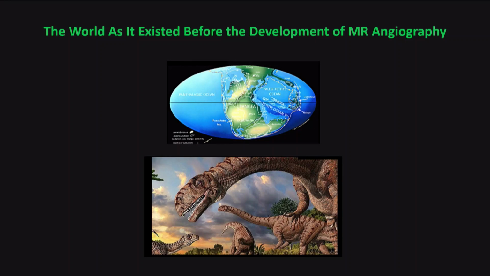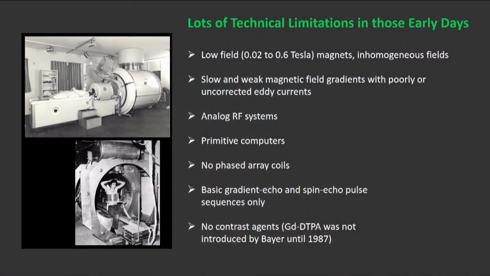You can't talk about evolution without showing pictures of dinosaurs. But there's another point to this picture, which is that I see a lot of very young faces in this room, and you just don't know how lucky you are to be working with state-of-the-art MR equipment, because as I'll show you, where MRA angiography started from was extremely primitive and actually made dinosaurs look advanced.